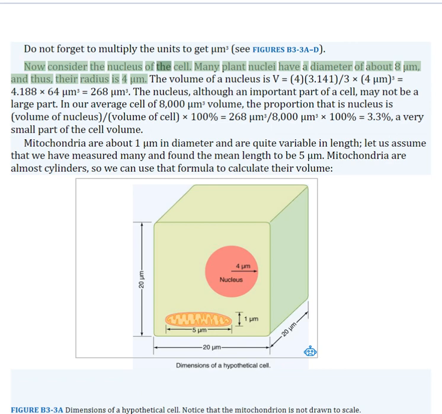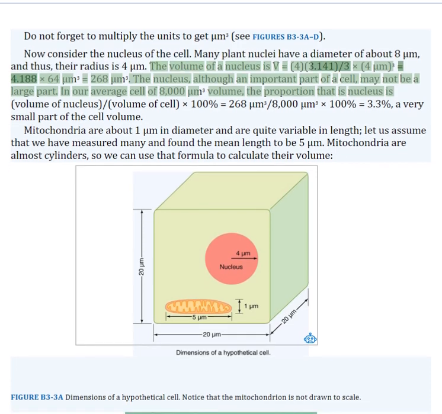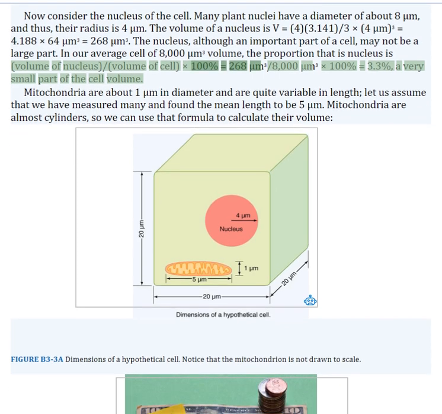Now consider the nucleus of the cell. Many plant nuclei have a diameter of about 8 micrometers, and thus, their radius is 4 micrometers. The volume of a nucleus is V equals 4/3 pi r cubed, equals 4.18864 × 64 micrometers cubed, equals 268 micrometers cubed. The nucleus, although an important part of a cell, may not be a large part. In our average cell of 8,000 micrometers cubed volume, the proportion that is nucleus is 268 micrometers cubed divided by 8,000 micrometers cubed × 100% equals 3.3%, a very small part of the cell volume.